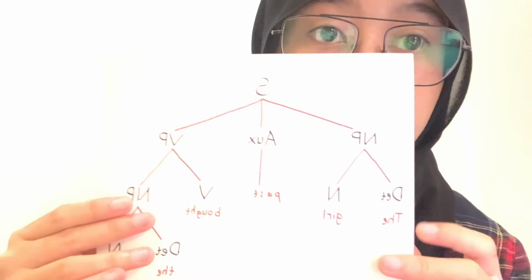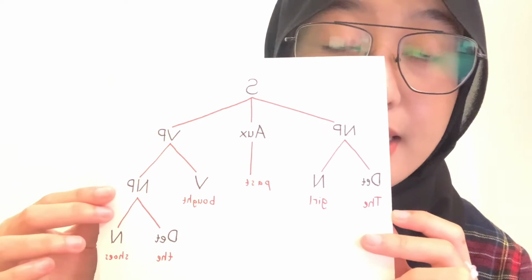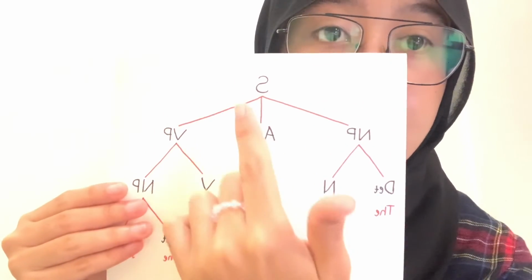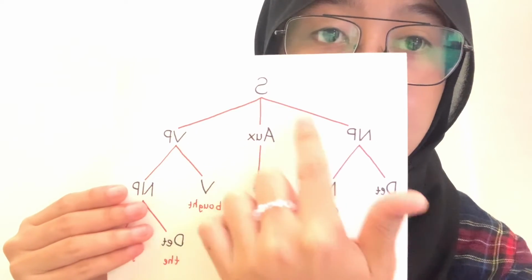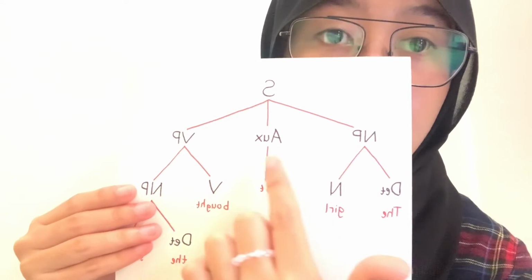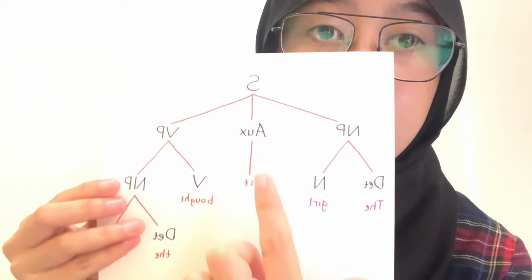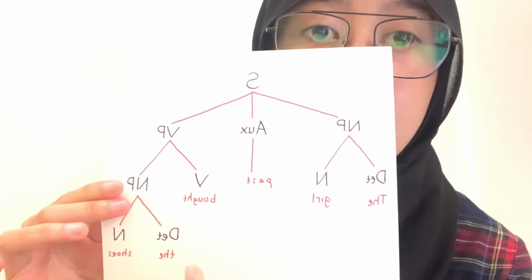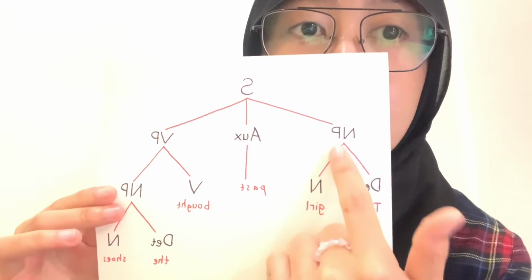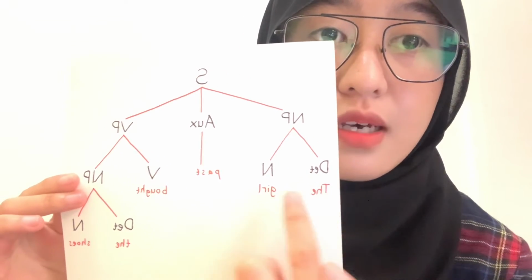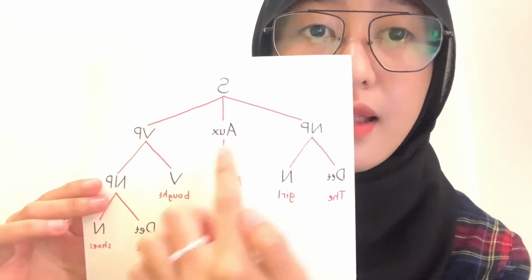So I have the phrase structure tree for the sentence here, where we can see the sentence divided into three: noun phrase, auxiliary, and verb phrase. The noun phrase, the girl, auxiliary, and verb phrase, bought the shoes. And the noun phrase, we can divide into two parts: determiner the and noun girl, and then auxiliary.